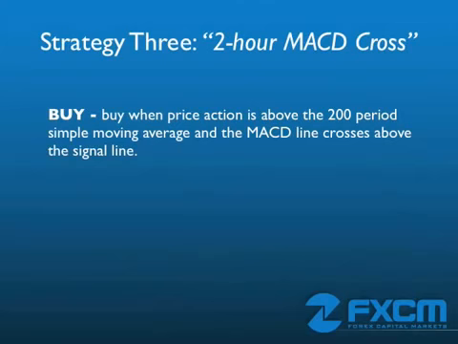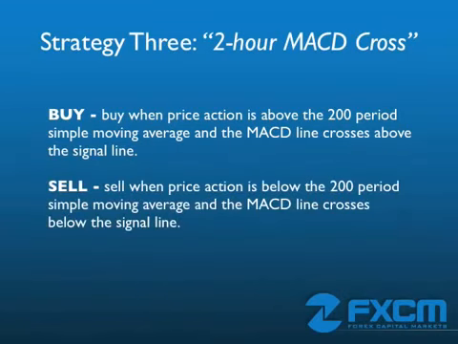If the pair is in a downtrend, we want to look for selling opportunities. When the MACD line crosses below the signal line, we'll sell. We'll hold the trade until the MACD line crosses back above the signal line, at which time we close out. Pretty simple, isn't it? Let's look at a few examples of how to specifically use this strategy.